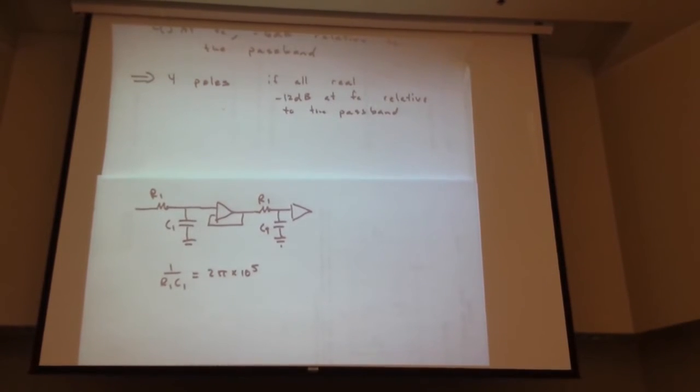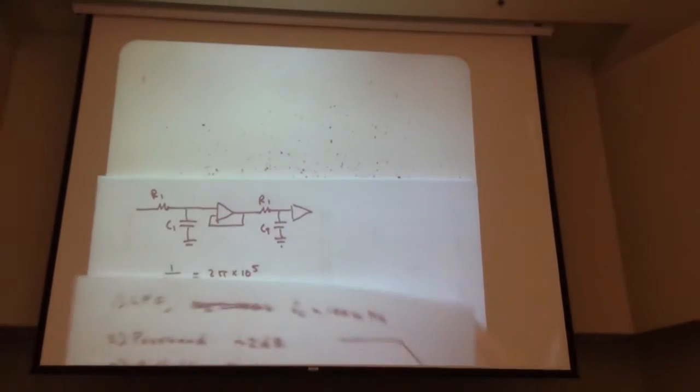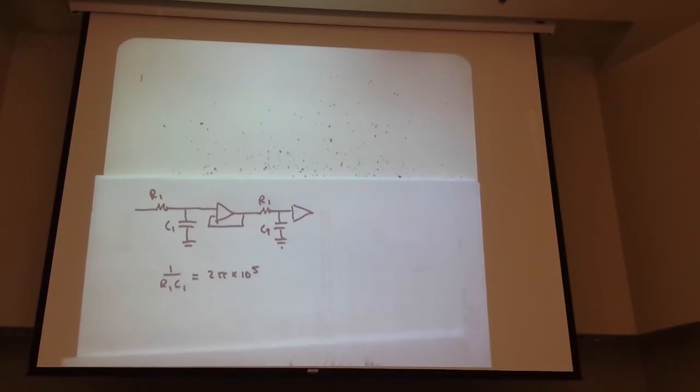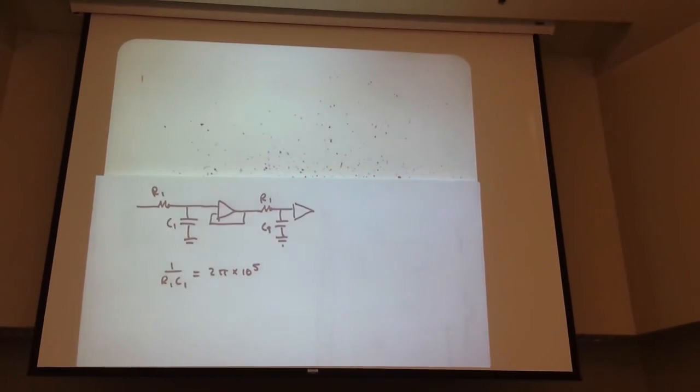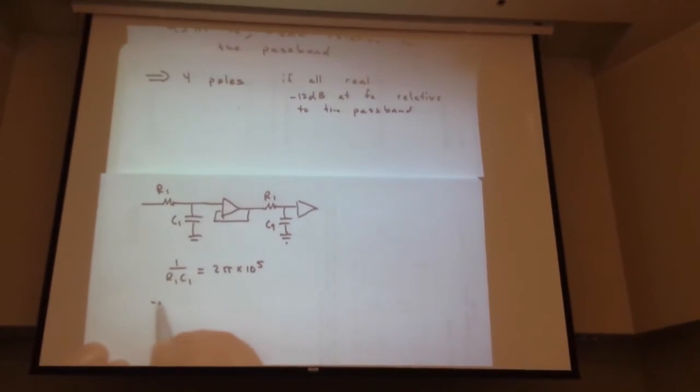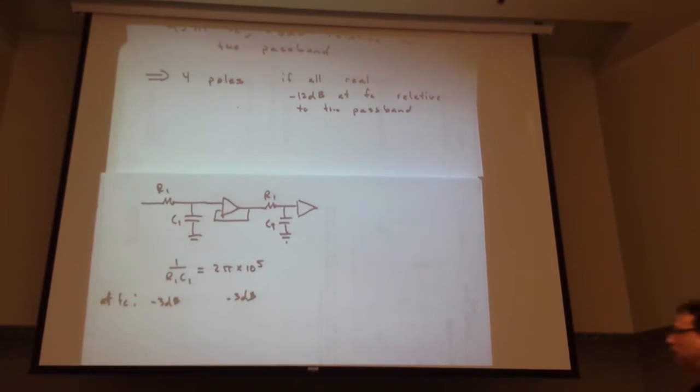Since we did get F here instead of omega, we need to multiply by 2 pi. And so these are two real poles. So this guy contributes minus 3 dB at FC. FC, this is at FC. It's a little bit more fancy.